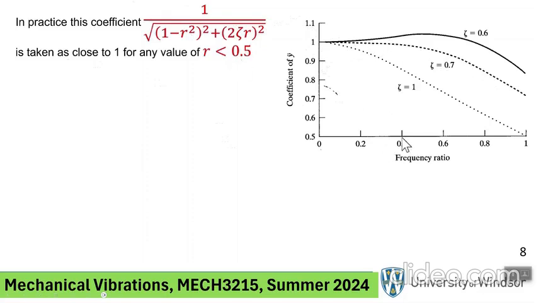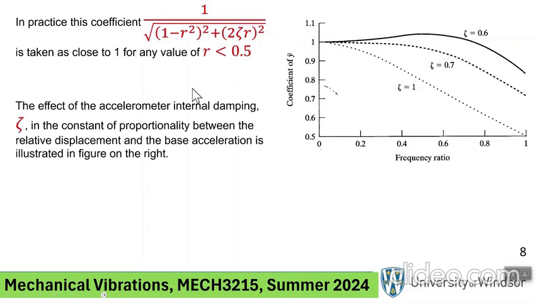First of all, if R is less than roughly 0.5, see that? And for the damping ratio of 0.7, because the damping ratio plays a role in this value. You can see there's a zeta sitting there. For zeta equal to 0.7 and R less than 0.5, this number is very close to the value of 1. You can see that flat.